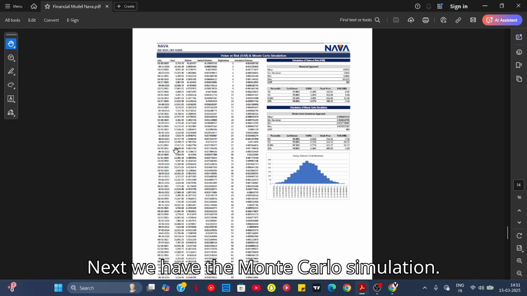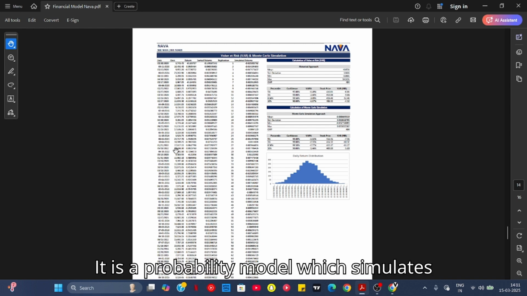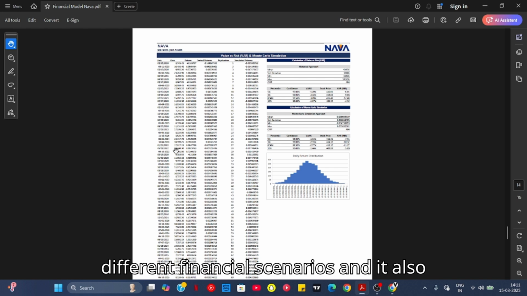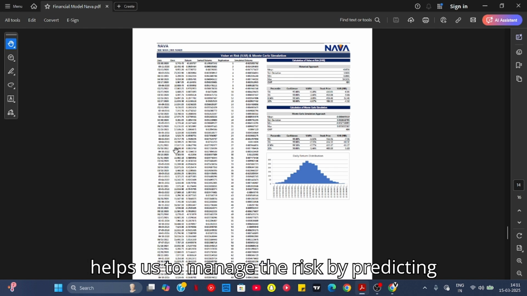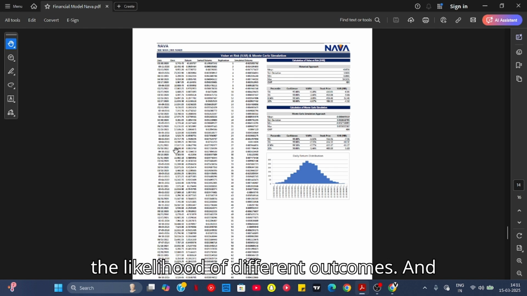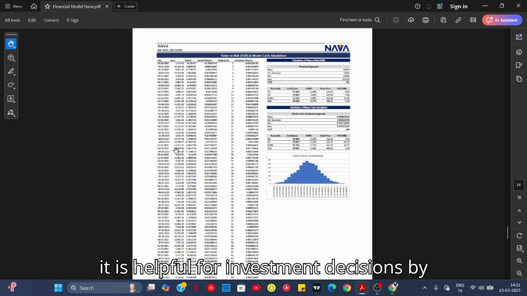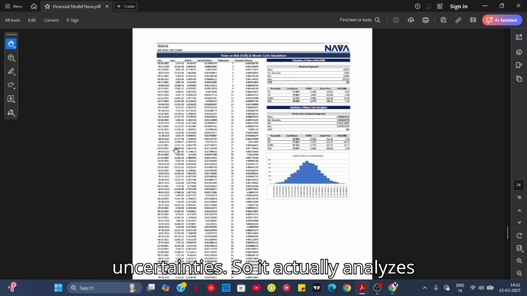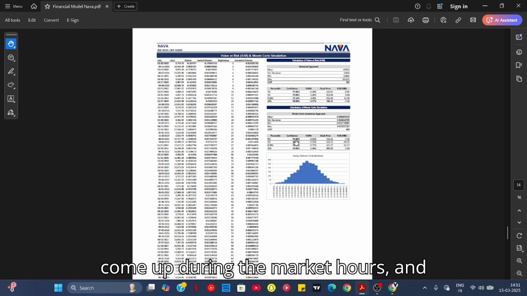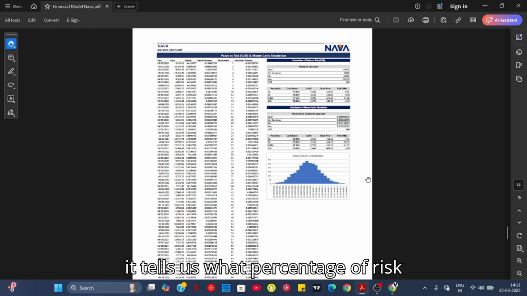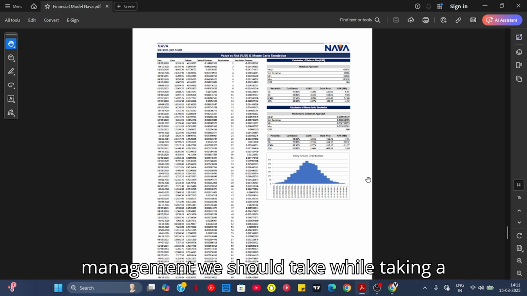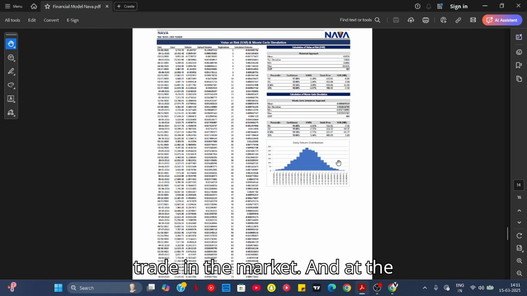Next, we have the Monte Carlo simulation. It is a probability model which simulates different financial scenarios, and it also helps us manage risk by predicting the likelihood of different outcomes. It is helpful for investment decisions by analyzing the impact of market uncertainties. So it analyzes the different uncertainties which can come up during market hours, and it tells us what percentage of risk management we should take while taking a trade in the market.